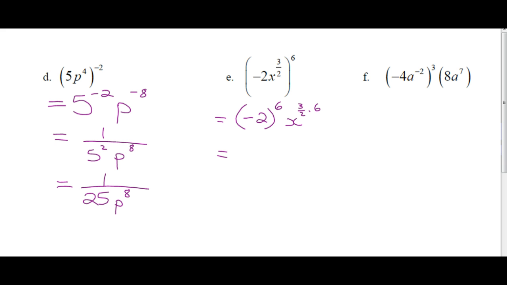What's x to the 3 halves to the 6th? What's 3 times 6? So write the 6 as 6 over 1. What's 3 halves times 6? 18 over 2, but we don't want to say that. What are we going to say? I said 9 the first time.